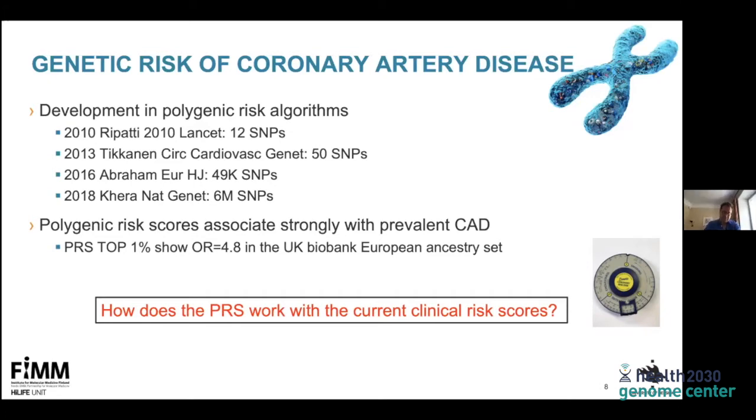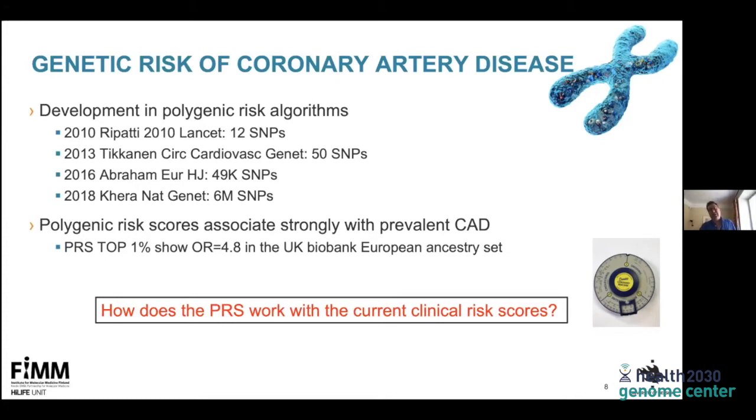So if we go to the UK Biobank European ancestry set, calculate the polygenic risk score, and look at the top 1% of the score, there's about a 5 times odds ratio between the top 1% and the remaining 99% of the distribution, which is a relatively big odds ratio. So in a sense, in these types of settings, in UK Biobank at least, there seems to be a lot of information captured by this.